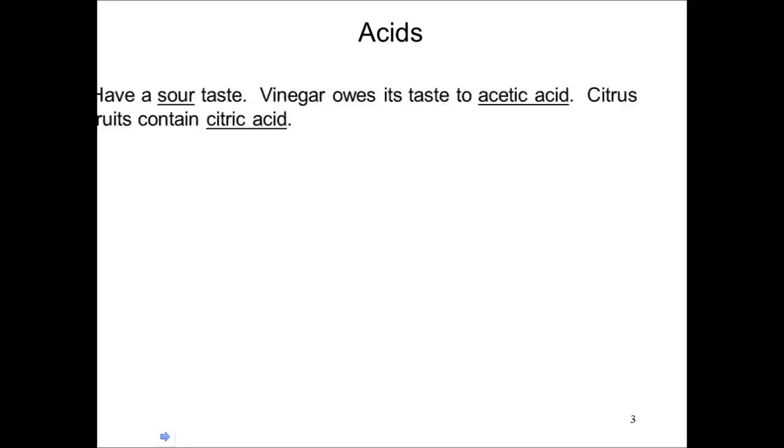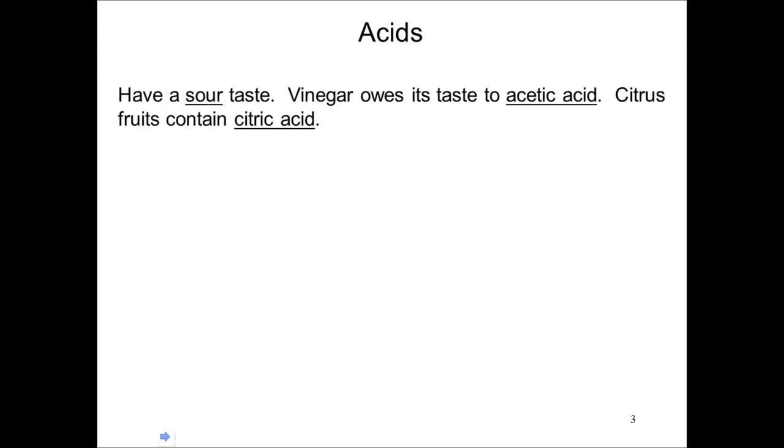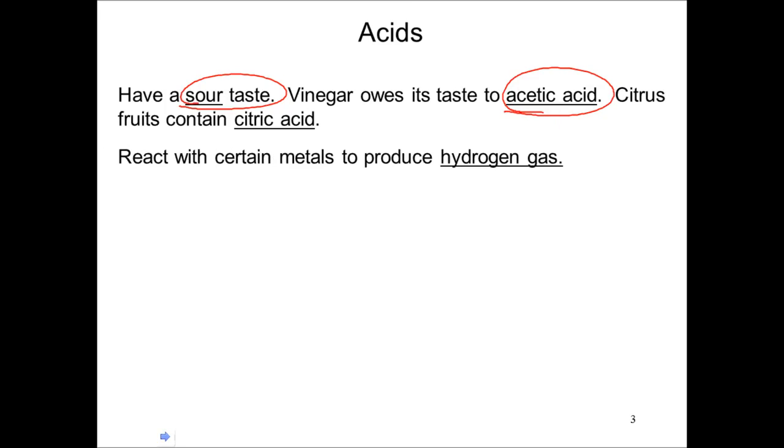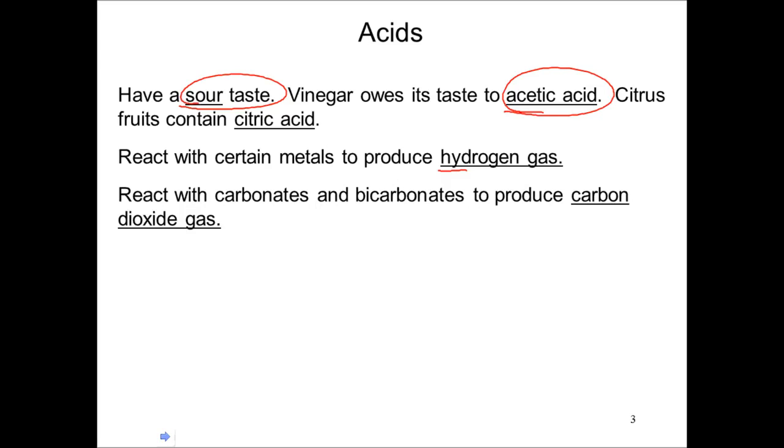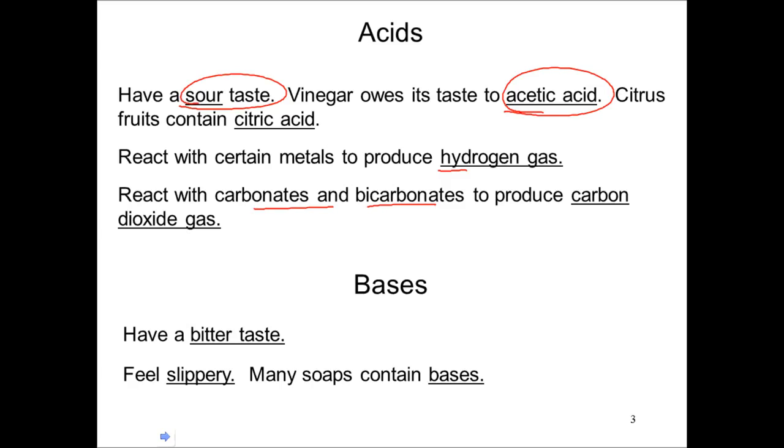On slide 3 then, acids. Some of the characteristics of acids are that they have a sour taste. Vinegar has a very sour taste due to the fact that vinegar is made up of acetic acid. Citrus fruits contain citric acid. Acids will react with certain metals to produce hydrogen gas. Acids will react with carbonates and bicarbonates to produce carbon dioxide gas. Characteristics of bases. Well, bases have a bitter taste. Bases feel slippery. Many soaps contain bases.